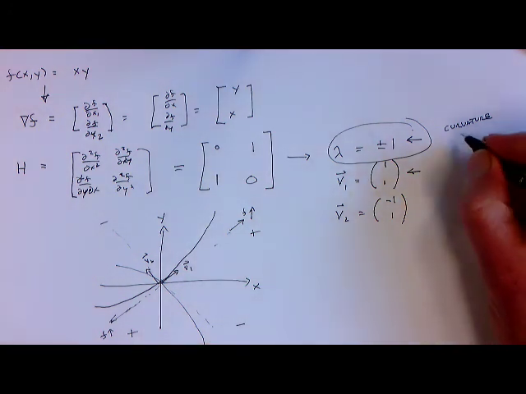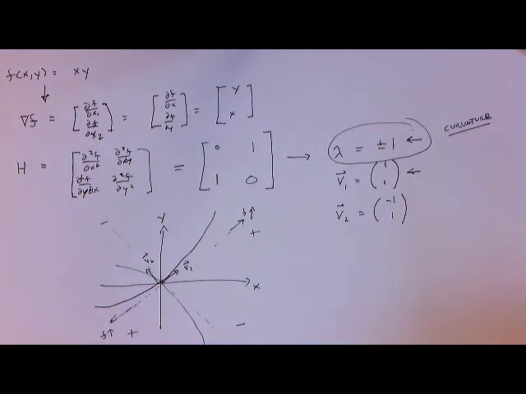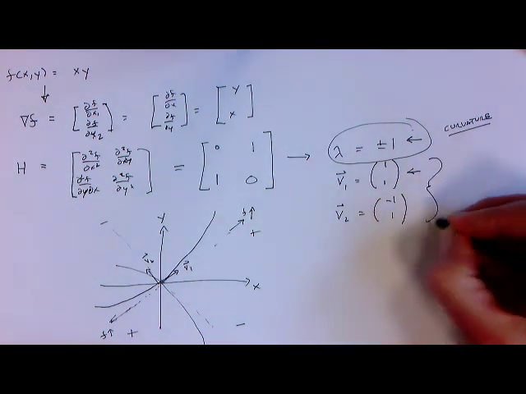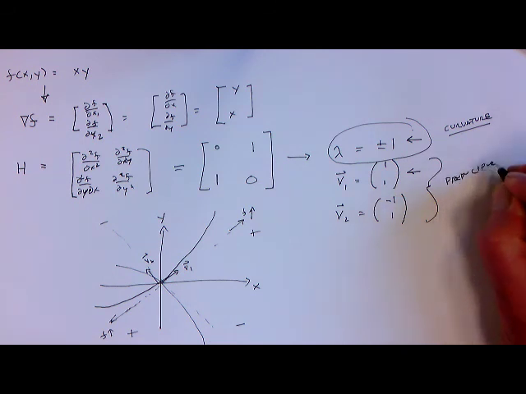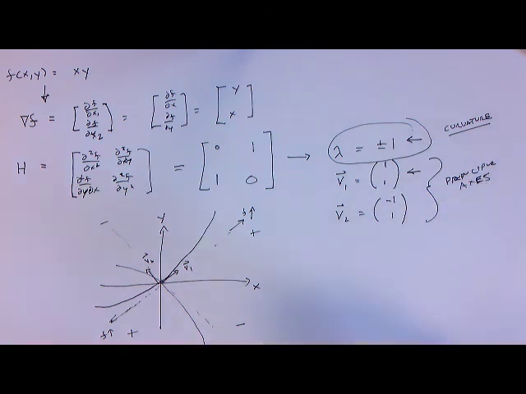There are a couple of key things we've got here. One is that the eigenvalues tell you the curvature, and the other is that these two eigenvectors tell you about what the principal axes are for the function around that point.